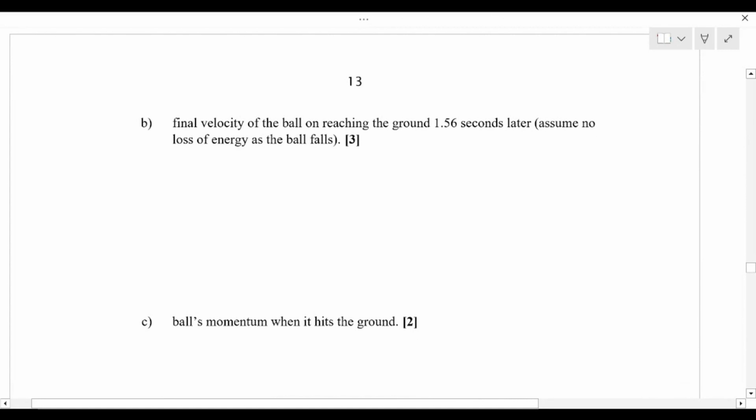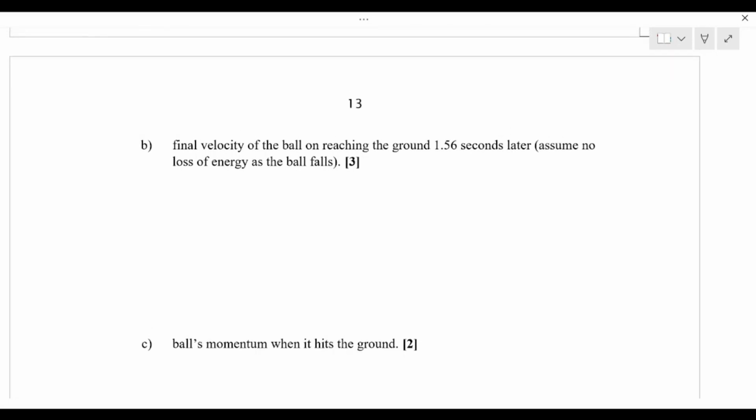Calculate the final velocity of the ball on reaching the ground 1.56 seconds later, assuming there is no loss of energy as the ball falls. Now, if we're assuming no loss of energy occurs, then that means that the kinetic energy it gains is equal to the potential energy it loses. Therefore, the kinetic energy is equal to the same value we obtained earlier. And just to be precise, we'll use the exact value.